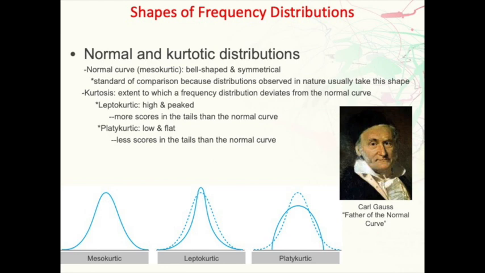So platykurtic is low and flat, and there are fewer scores in the tails than in the normal curve. So what you want to be able to do, so that you're prepared for the quiz, is look at these shapes without the captions underneath them and identify which is which. Try to identify which curve is mesokurtic, leptokurtic, and platykurtic just by the way the shape looks or the way it's described.